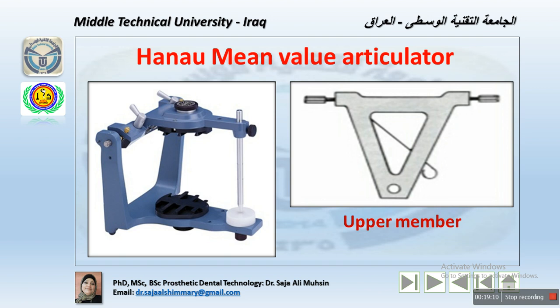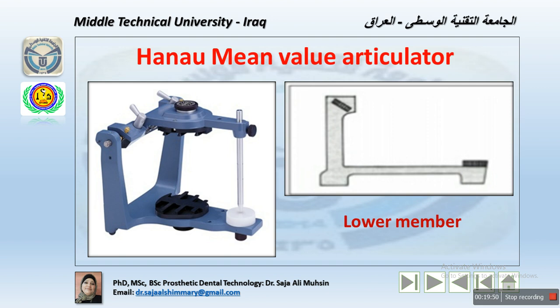Now, the maxillary cast is attached to the upper member during articulation. So the upper member is triangular, with the base posteriorly and the apex containing a provision to accommodate the vertical rod. The vertical rod is locked with the upper member with a thumb screw. Two condylar elements project from either side of the base, and the maxillary cast is attached to the upper member during articulation. This is for the upper member of the Hanau Mean Value articulator.